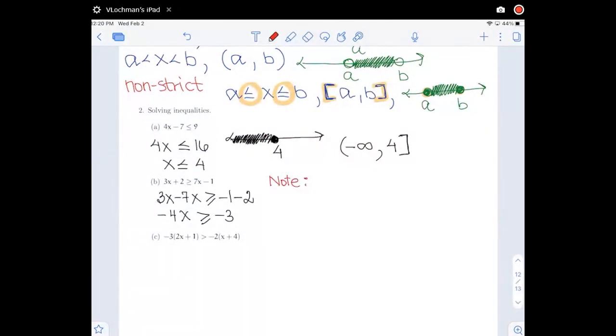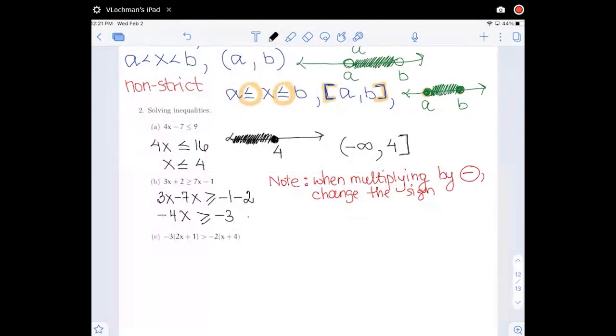If we're going to multiply each side of the inequality by a negative, we have to switch the sign. When we're dealing with equations, no problem. We just multiply by any non-zero number, and you're good to go. When you're multiplying by a negative, change the sign. Flip it the other way around.